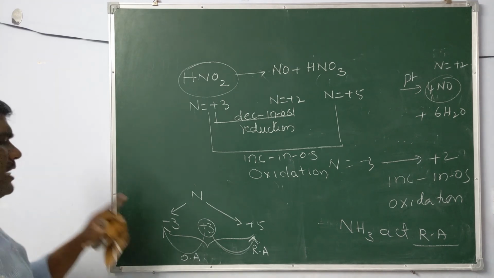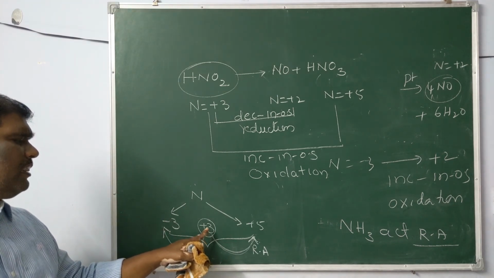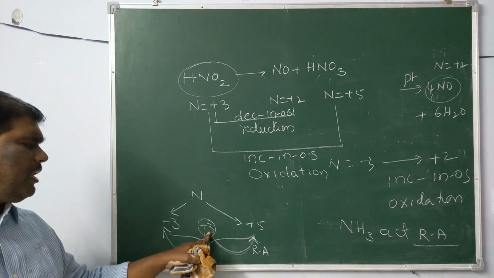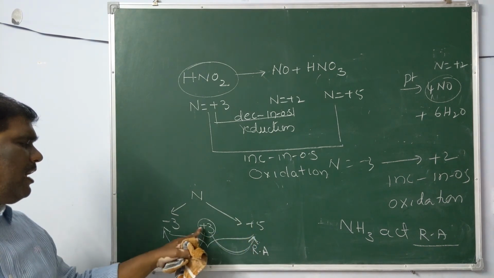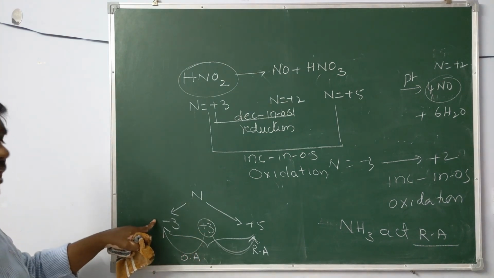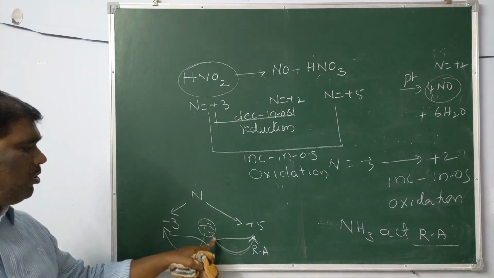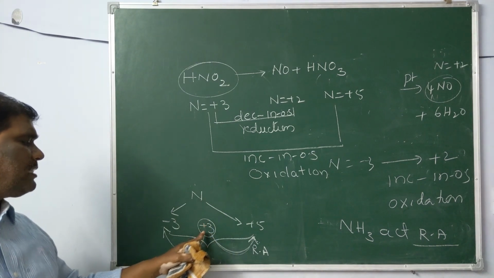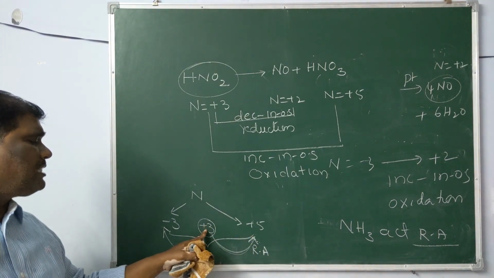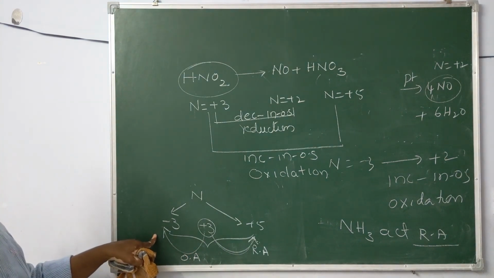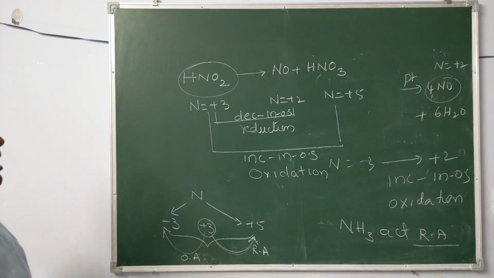Whenever a species has intermediate oxidation state, then it has the possibility to increase its oxidation state up to the maximum and decrease its oxidation state up to the minimum. Thus, it undergoes oxidation as well as reduction. Thus, it acts as reducing agent as well as oxidizing agent. Okay, this is the concept.